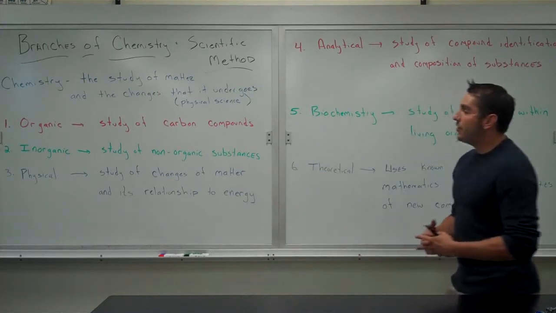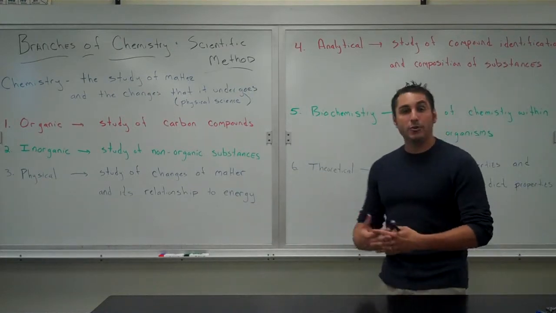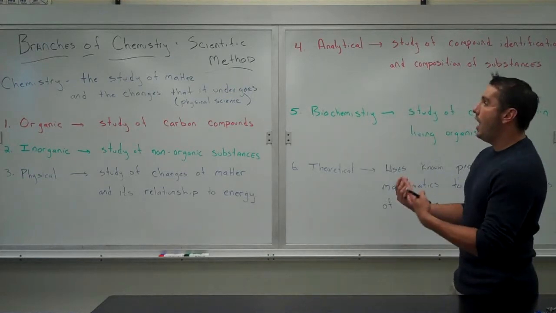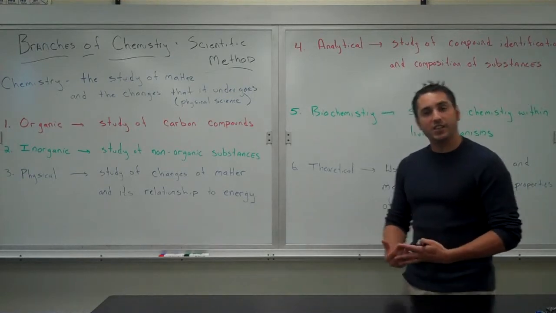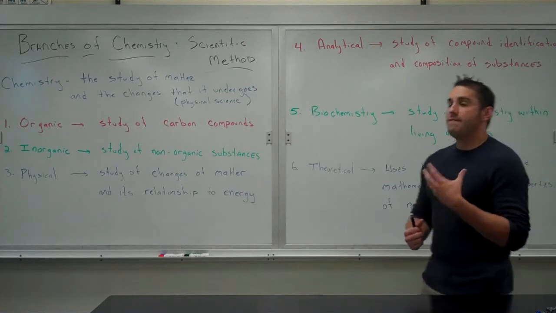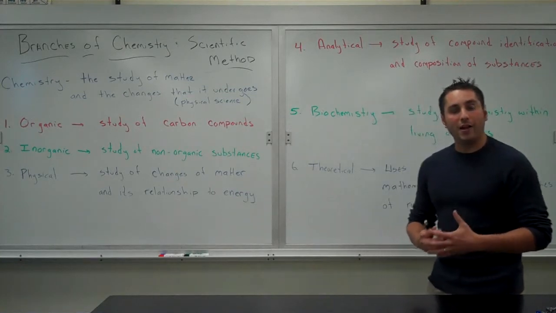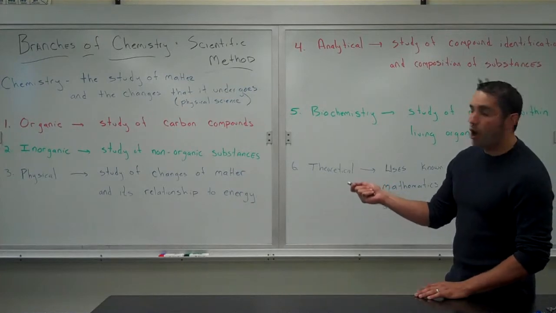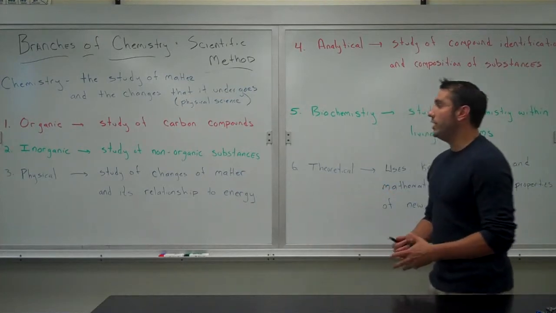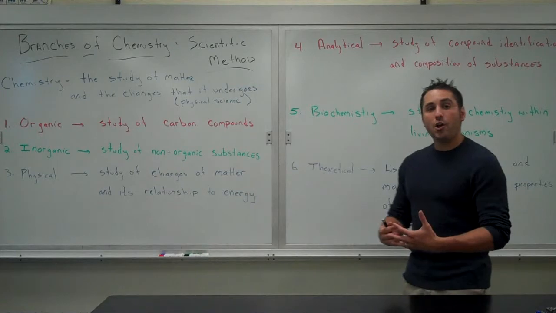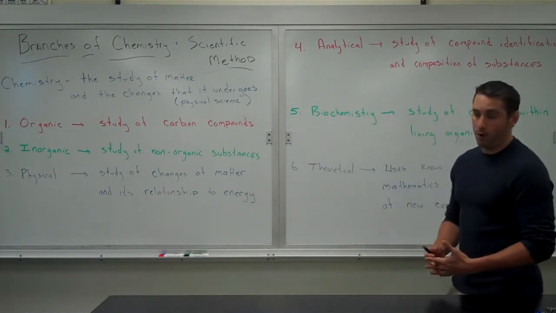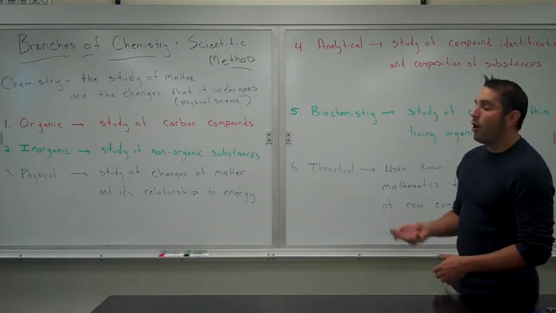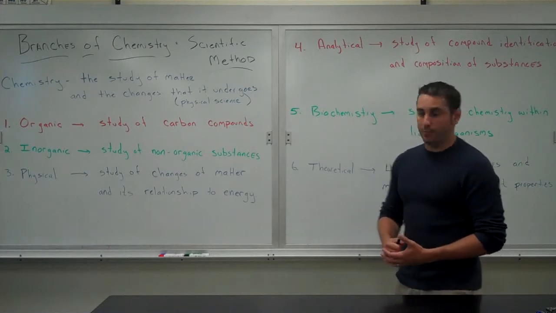The reason that there is an entire branch of chemistry devoted to one of the 120, roughly, elements that are out there is that a very large percentage of the compounds on Earth are made up of this particular element, which is carbon. So organic chemistry studies carbon and any compound that carbon can form. So the study of carbon compounds is what we call organic chemistry.